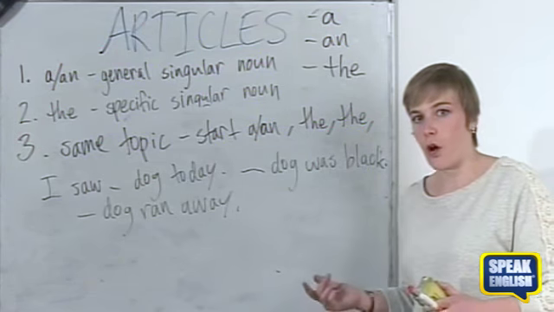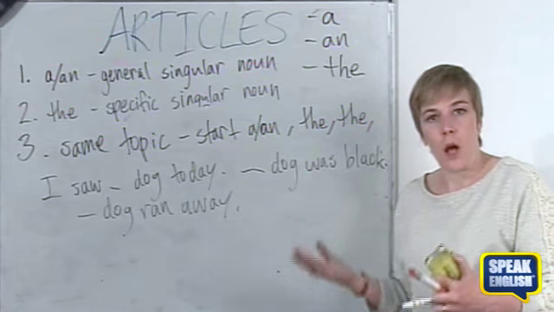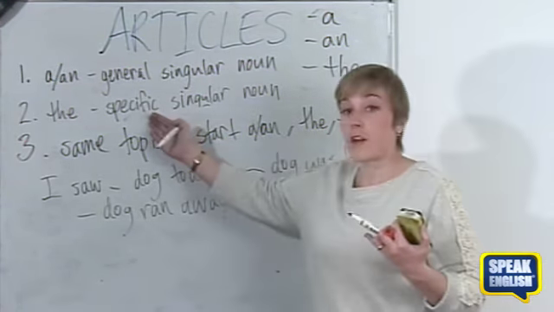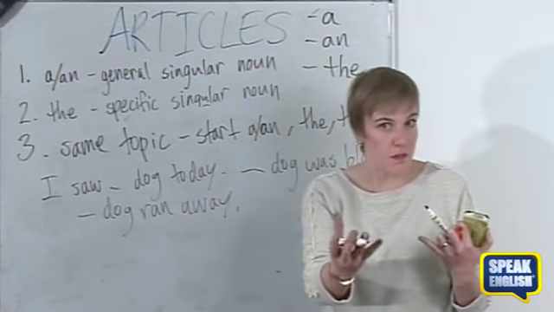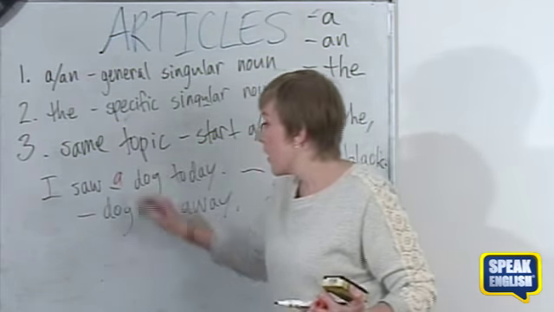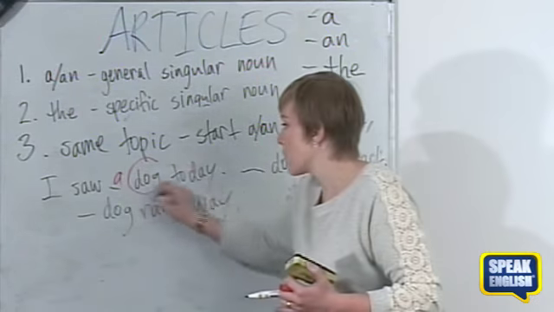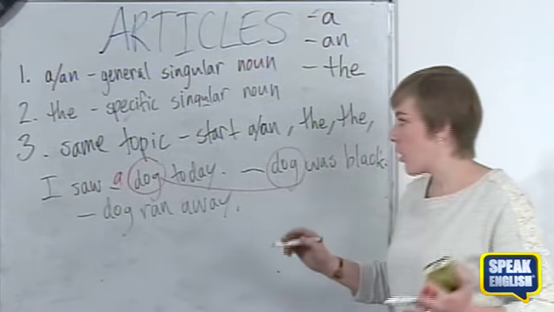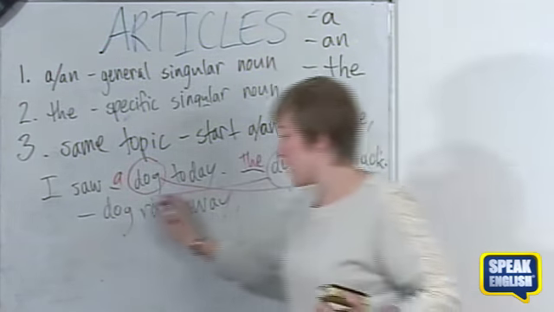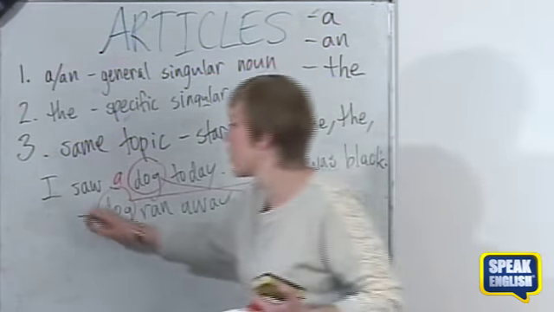I saw this dog, but did you see the dog? No, you didn't see the dog. I'm telling you about a dog I saw. So maybe the dog is specific for me, but the dog is not specific for you. So I need to be general for you. I saw a dog today. And now it's the same dog, right? This dog and this dog is the same dog. So I want to use the. The dog was black. Now, again, same dog, same dog, same dog. Okay, I continue to use the.